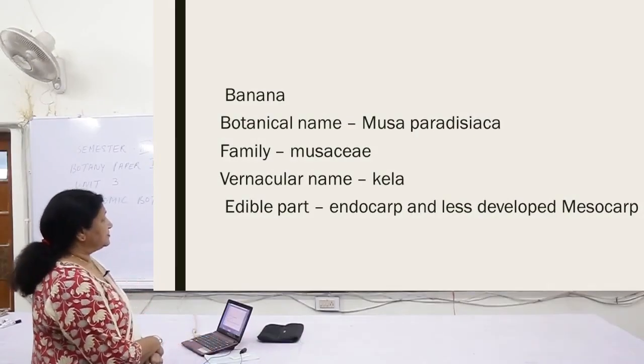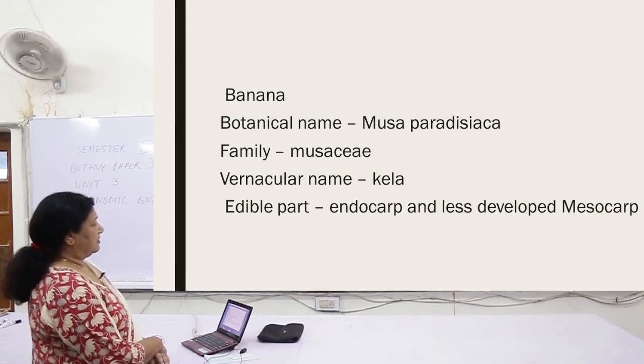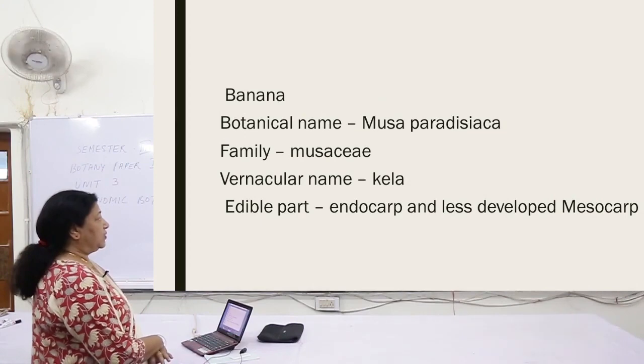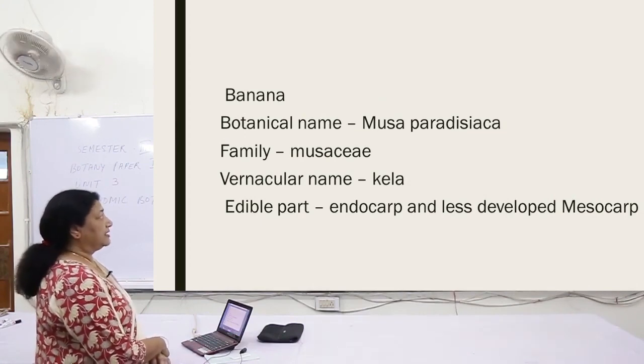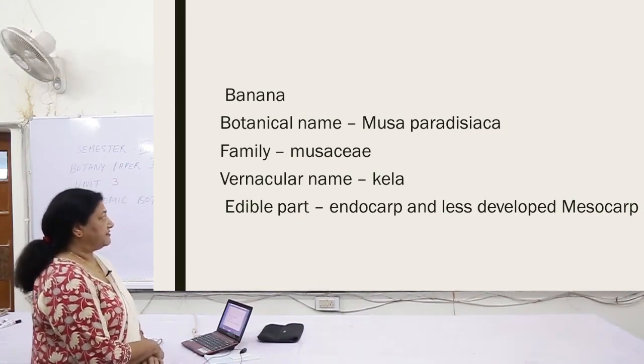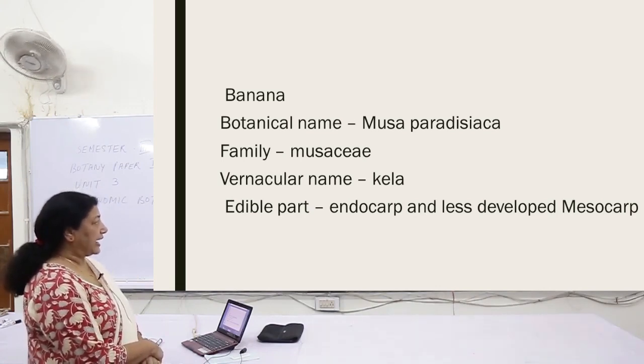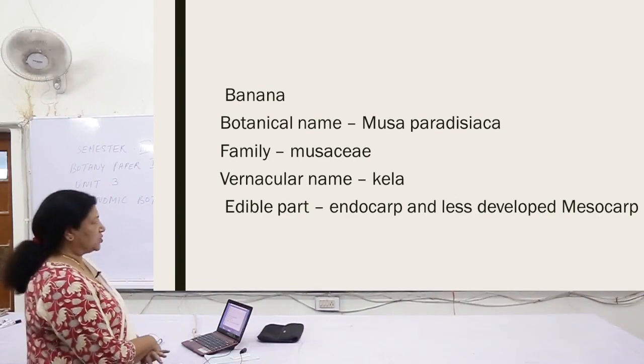This is another fruit which is found throughout India in all the seasons, popularly known as Kela or banana, botanical name Musa paradisiaca, family Musaceae. The edible part is the endocarp and the less developed mesocarp.